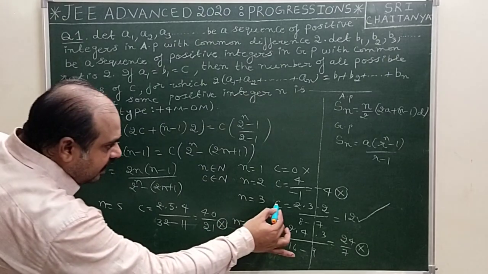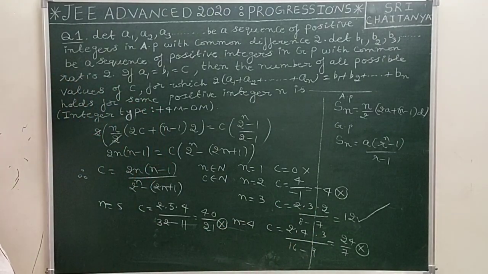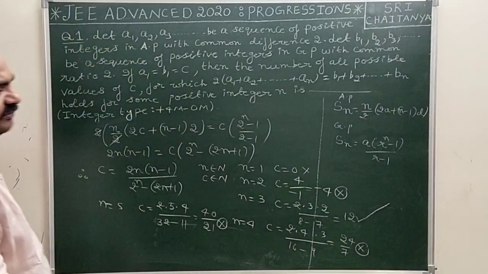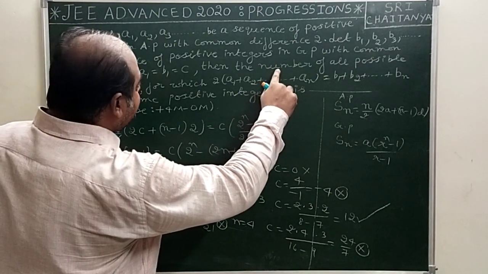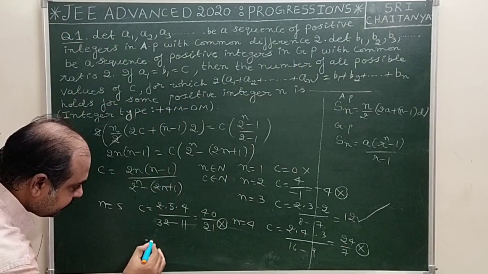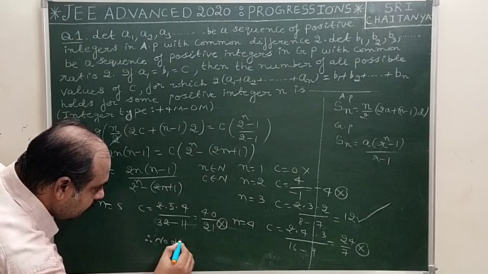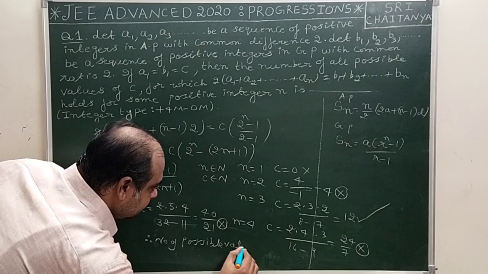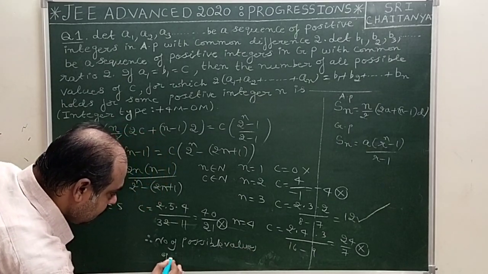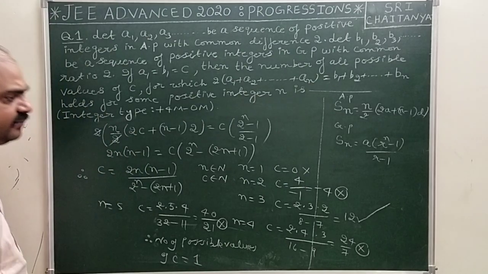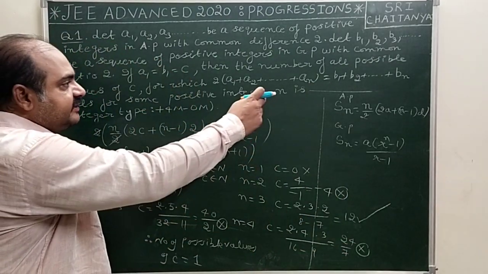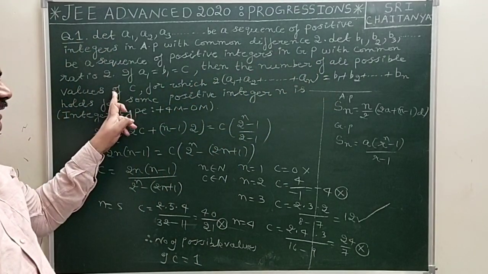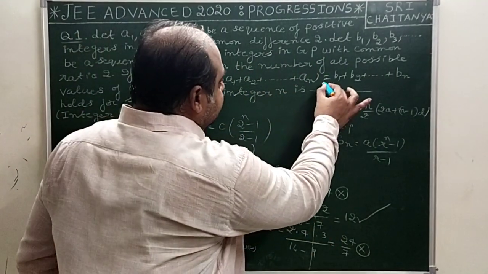So therefore, how many values of C are possible? The answer is not 12. Suppose if he asks the value of C, that is 12. He is asking the number of all possible values of C. Therefore, the number of possible values of C equals 1. That value is C equal to 12. If he asks the value of C, then 12 is the answer. He is asking the number of all possible values of C. Therefore, one value is possible.